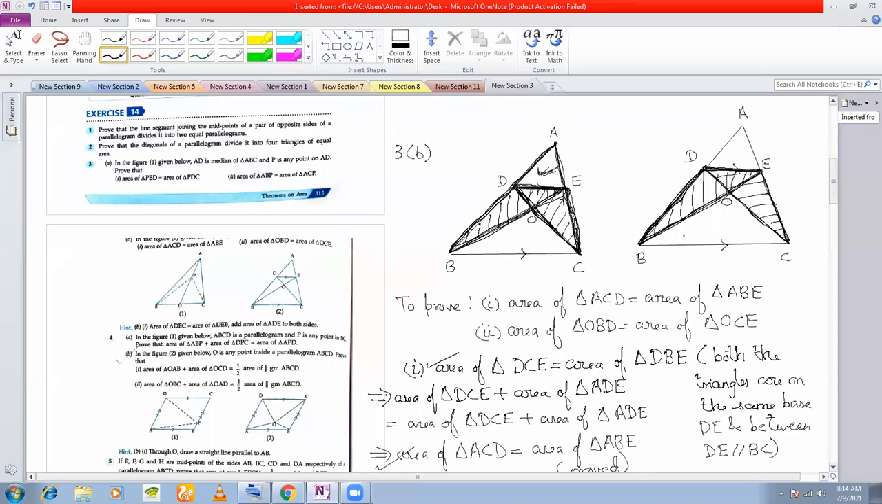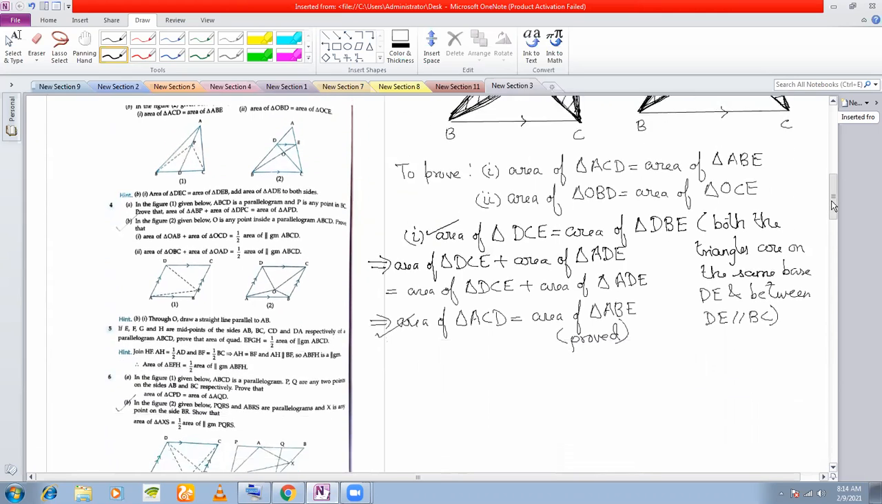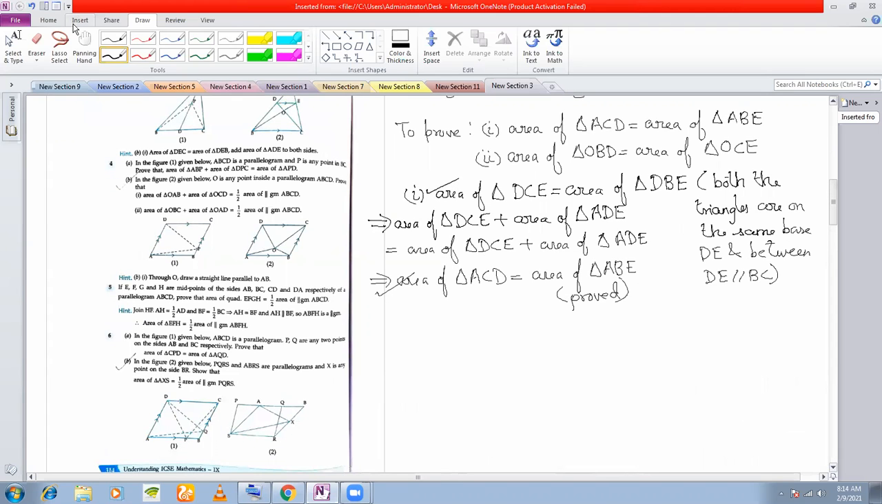Now if you see, from the area of both the triangles, if I subtract this common area, will I get this area, triangle OBD equal to triangle OCE? Yes, we are going to get. So we start from the same fact that the area of triangle DBE is equal to the area of triangle DCE. So we start from the same thing. Let me erase this.